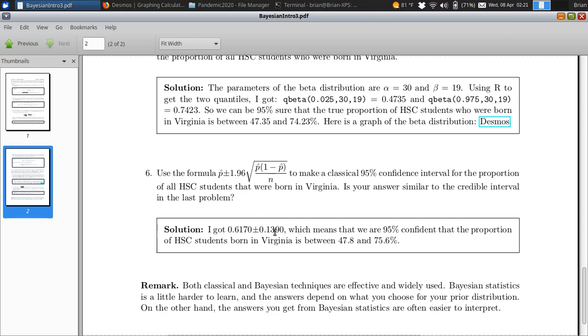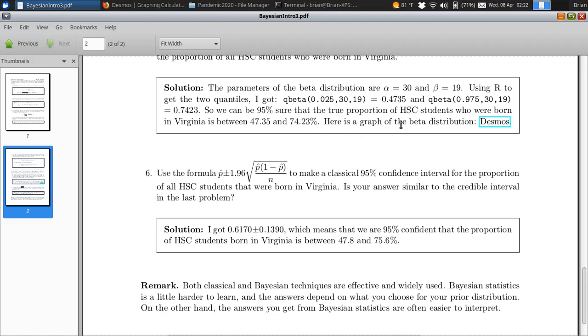So when I use the formula, I got a 95% confidence interval for the proportion of Hampden-Sydney students born in Virginia is between these two numbers here. Awesome. Okay, so credible intervals and confidence intervals are similar, but they come from very different tools. This is based on the normal distribution model for a binomial distribution, normal distribution approximation. This is based on using the likelihood function and a prior distribution to make a posterior distribution.